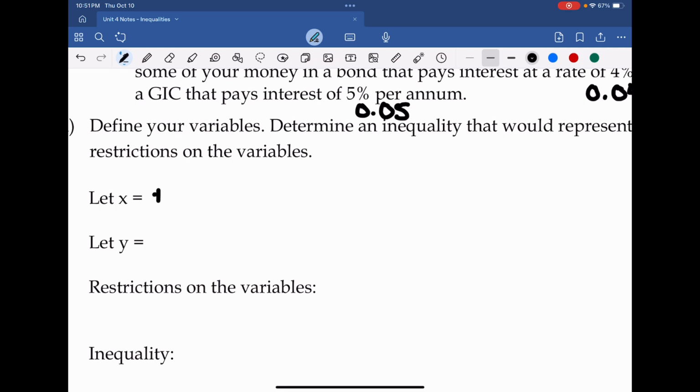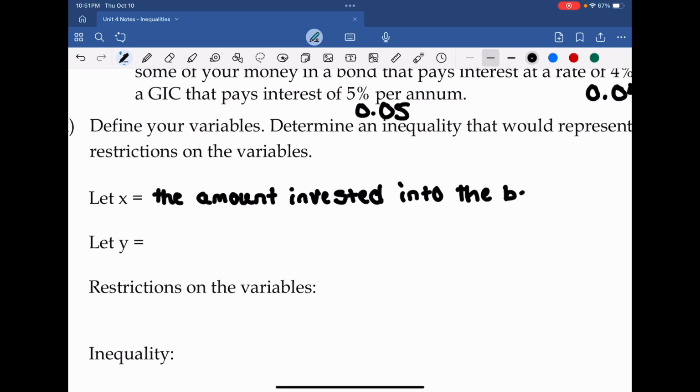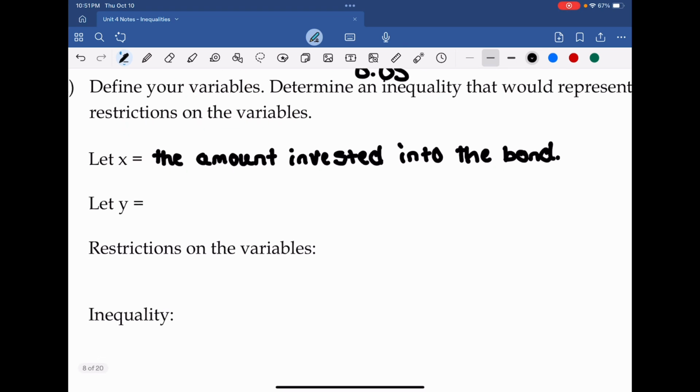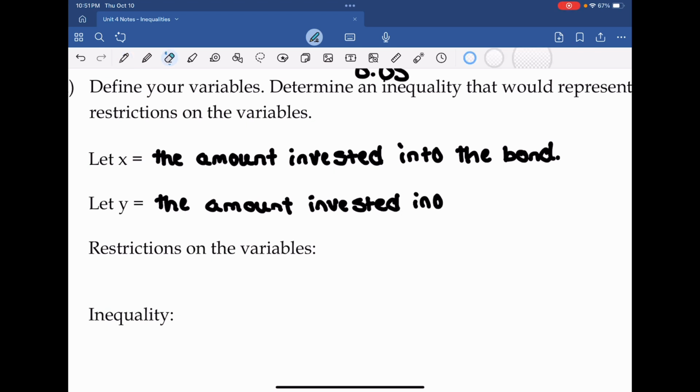Let X be the amount invested into the bond. Okay, and then the Y variable is just going to be our opposite account. It's going to be the amount invested into the GIC. Perfect. So we clearly defined our X and Y.